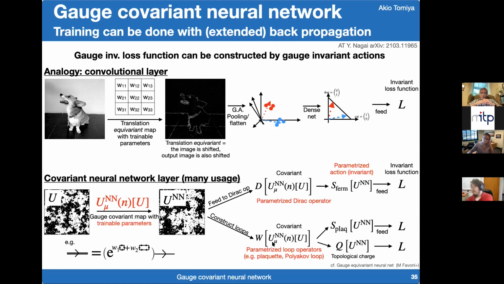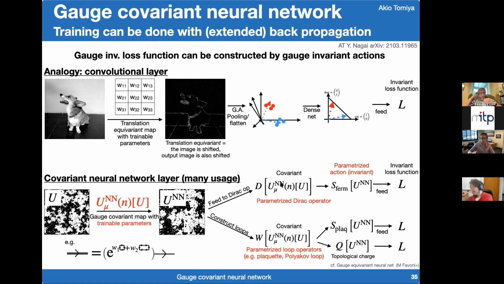On the other hand, we can construct loops using this modified one. Then we get the parameterized loop operator. This can be a plaquette or Polyakov loop or whatever. We can construct any loop operator using this smeared link. And we can construct a bracket, and this can be fed to the loss function. Maybe we can construct a topological charge and input it to the loss function. There are many usages, and of course we can stack this as much as you want.